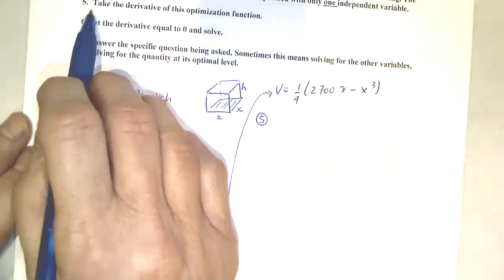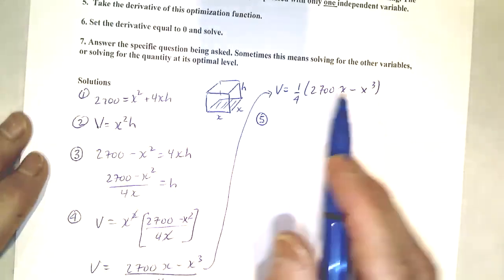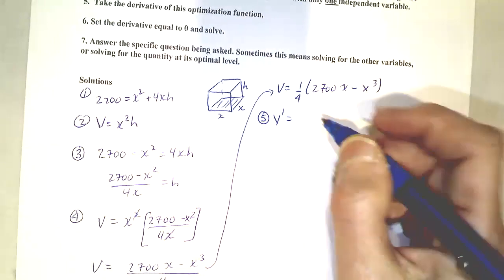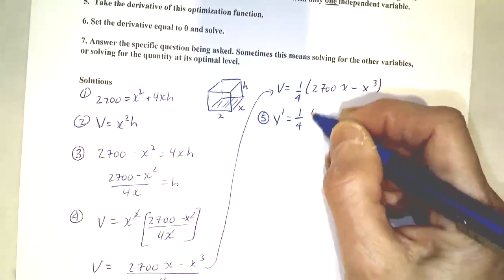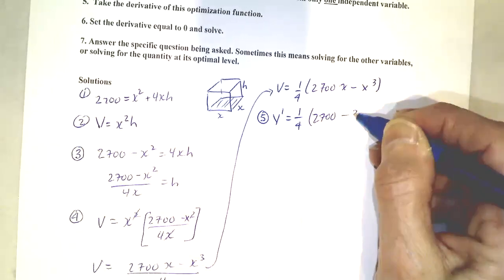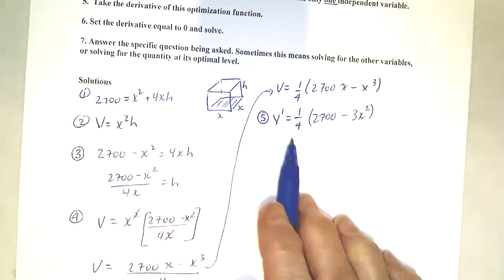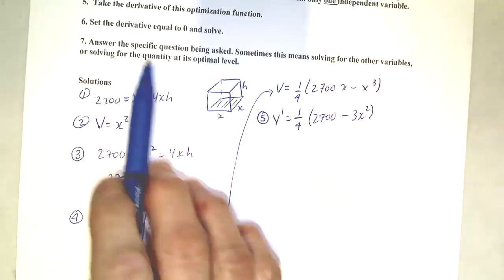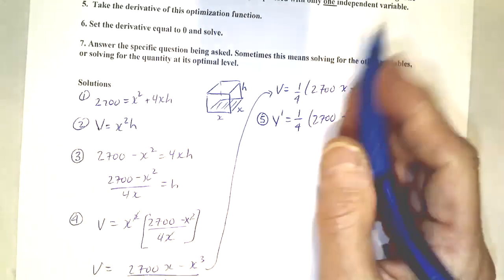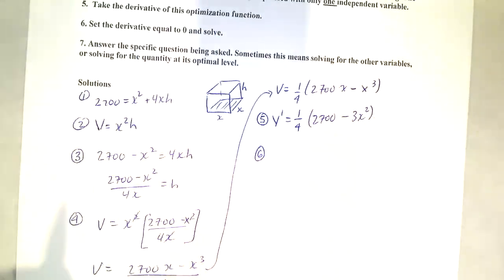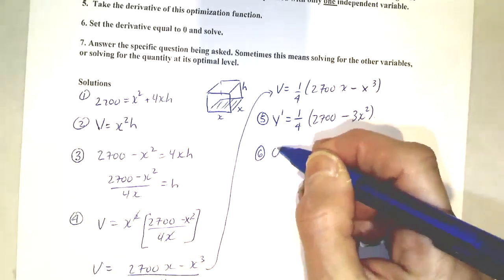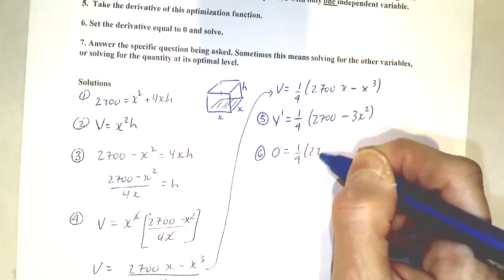Step 5 says, take the derivative of this function. I shall do so. We know that the coefficient 1/4 just gets copied. The derivative of the first term is 2,700, the second term, 3x squared. And that's the derivative. Now it says in step 6 to set it equal to 0 and solve. Remember, because whenever you're trying to find a max or a min, you always find where the derivative equals 0. And so that's what I'm going to do here.